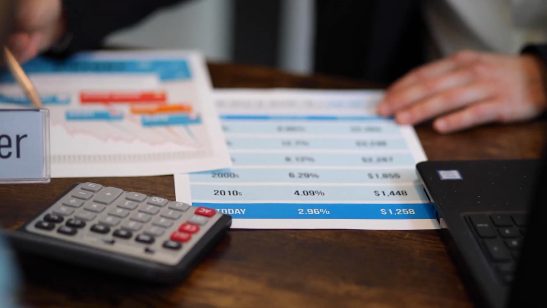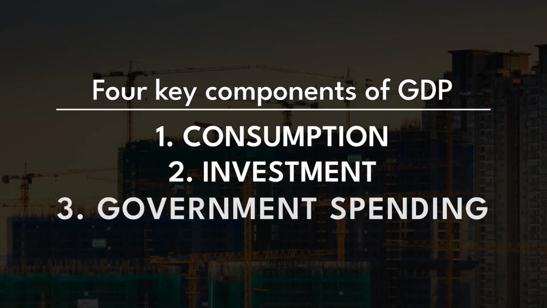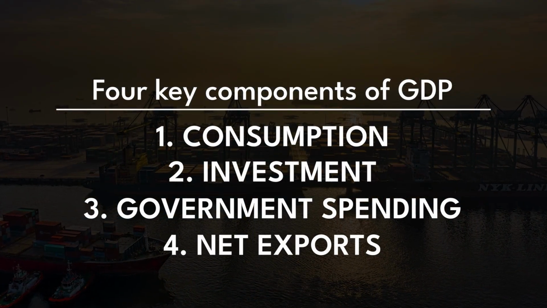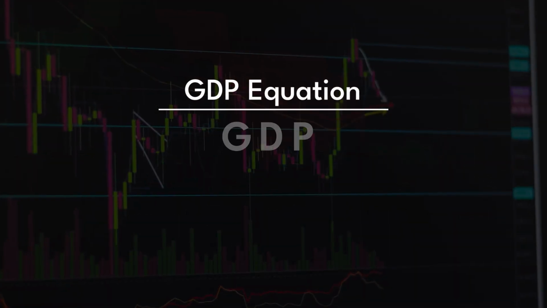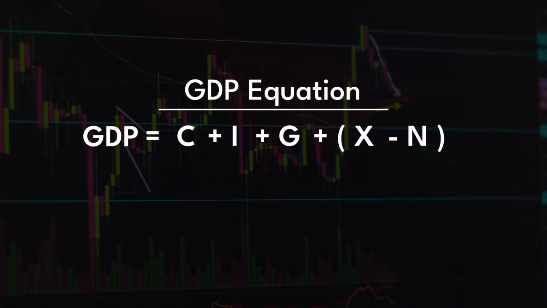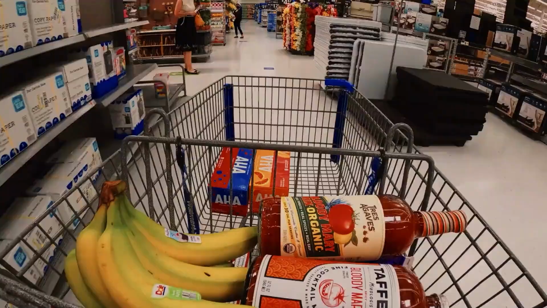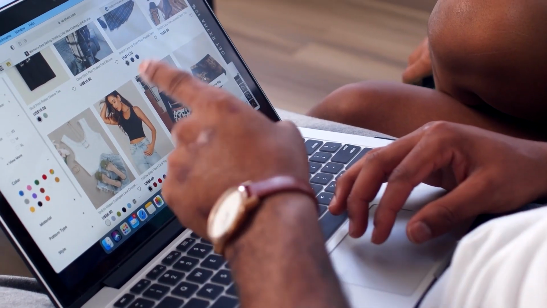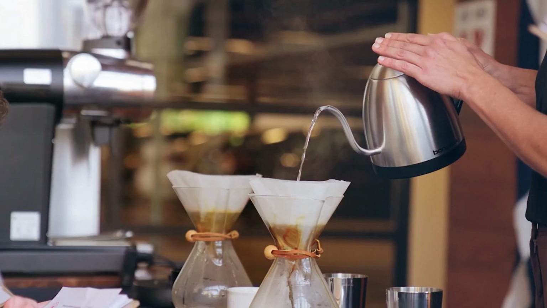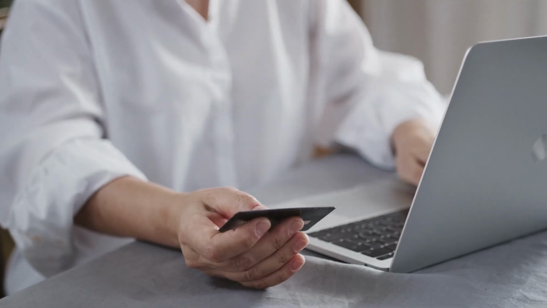So, what makes up GDP? There are four key components: consumption, investment, government spending, and net exports. These make up a simple equation. GDP equals C plus I plus G plus X minus M. C stands for consumption. This constitutes the largest component of GDP and includes all private expenditures by households and businesses. It covers spending on goods and services such as food, rent, medical expenses, and other personal consumption expenditures.